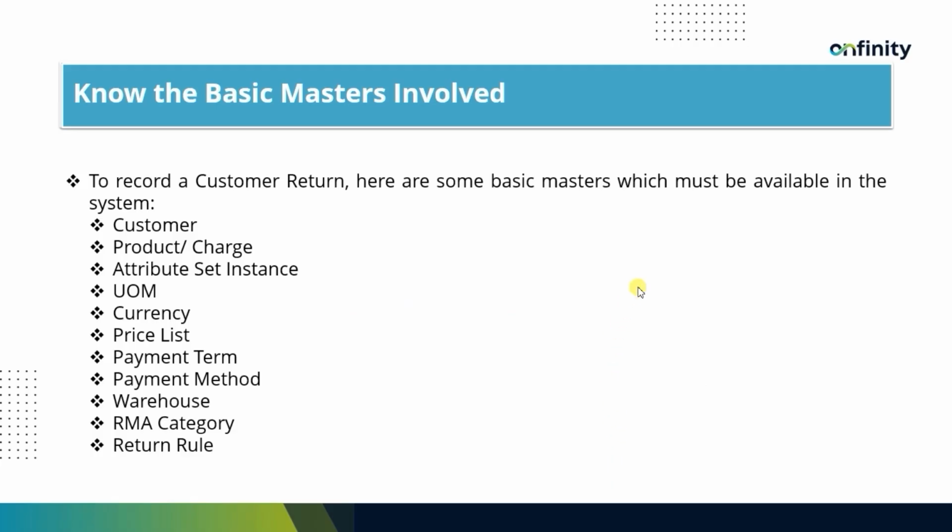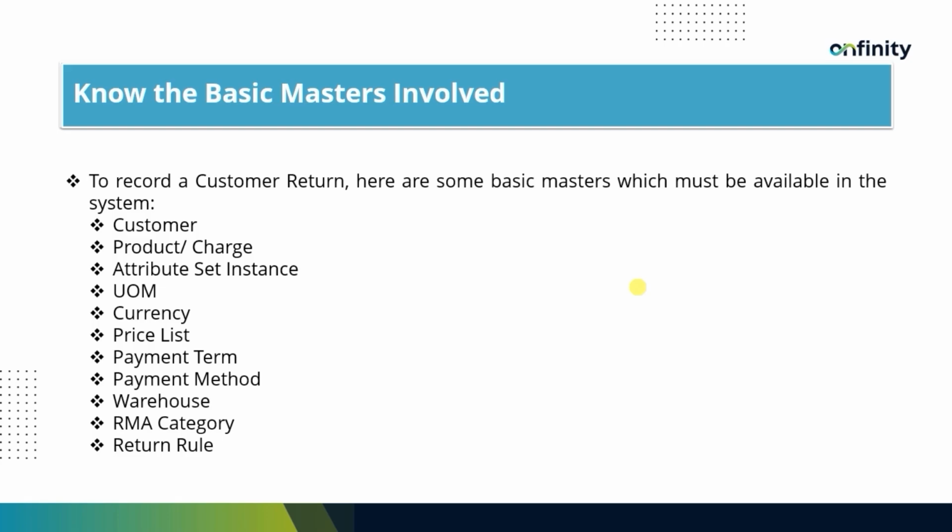Let's know the basic masters involved in the customer return process. To record a customer return, here are some basic masters which must be available in the system. You must have a customer, a product or charge, an attribute set instance, if applicable, a defined unit of measure, currency, a relevant price list, a set payment term and payment method, a designated warehouse, an RMA category or RMA type to define the reason for the return, and finally, a defined return rule. These master records ensure that the customer return process runs smoothly.